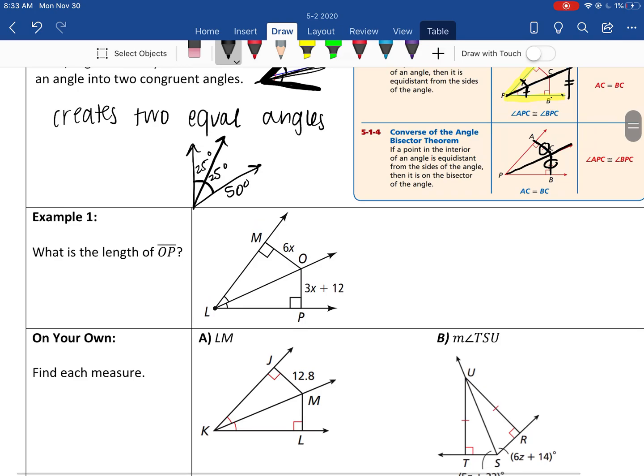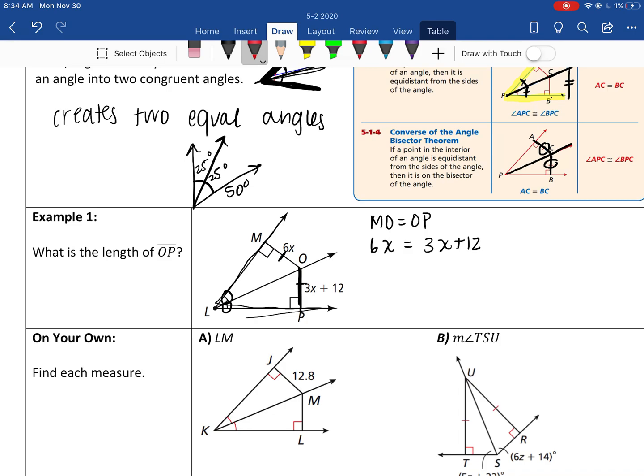We want to find the length of OP. So I want to find this length. Well, I can see right here that this line LO is an angle bisector. So because I know ray LO is an angle bisector, I know that from anywhere on that line LO to the edges of my angle are congruent. So that means MO is equal to OP. So we can set those equal to each other. So MO is 6x, and that's equal to OP, which is 3x plus 12.